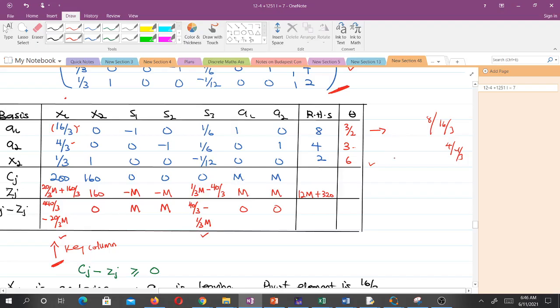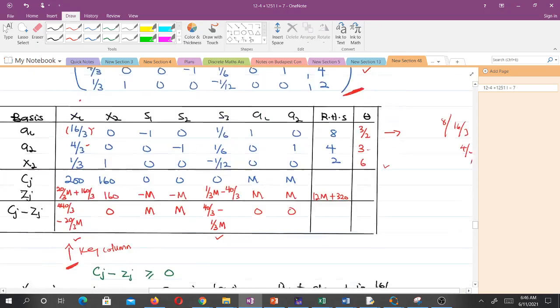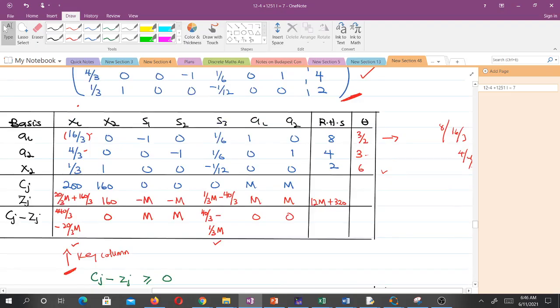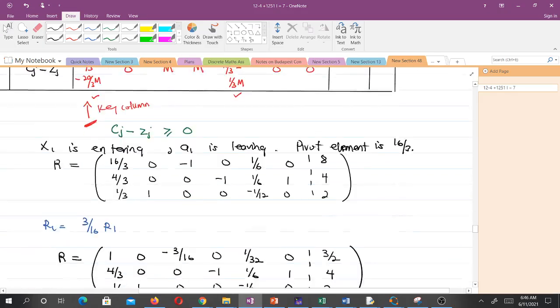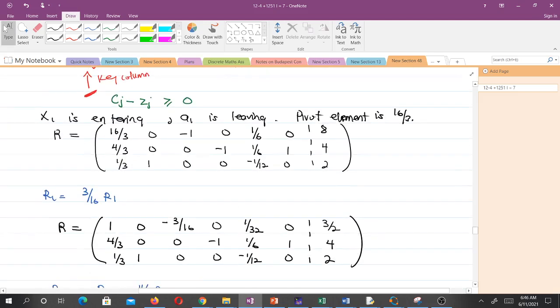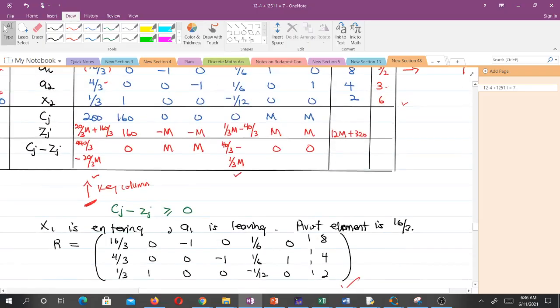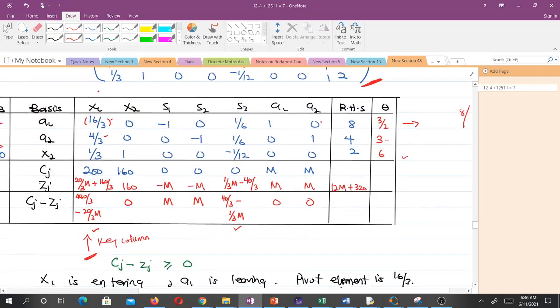Okay, so yeah, that's it. So that means that in our next table, we wouldn't include A1 since it is leaving. So we can now write our augmented matrix for the entries here. We always write this for the entries here. Because here the pivot element is 16 over 3. Alright, that's where the key column and the key row meet.